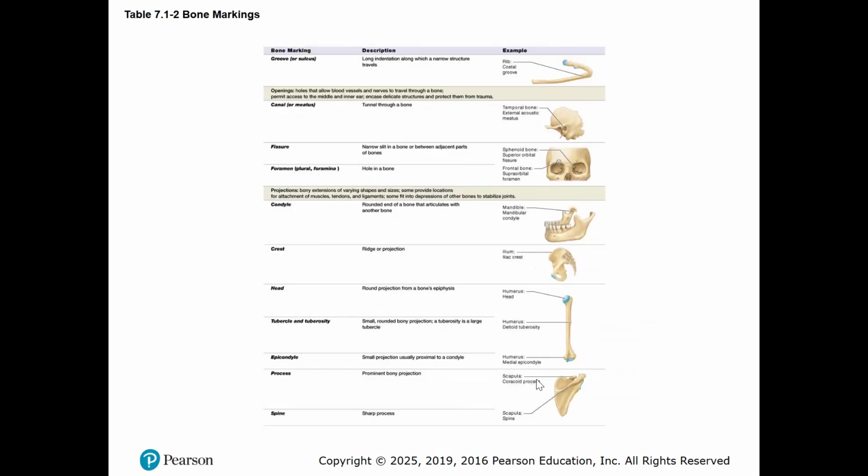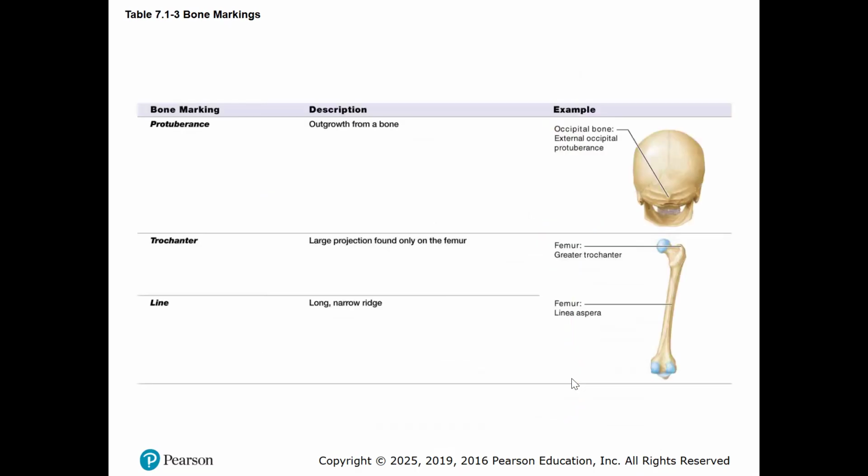Okay, a process is more prominent, so it's going to be a little bit deeper here. You'll see that example on the scapula when we get to it. It's going to have a spine, a sharp, spiny area here. And then lastly, a protuberance is simply an outgrowth of a bone.